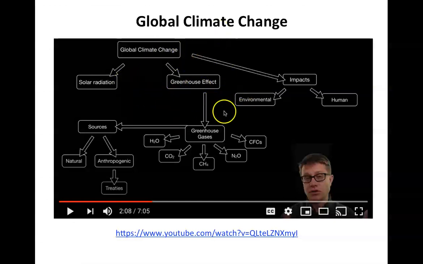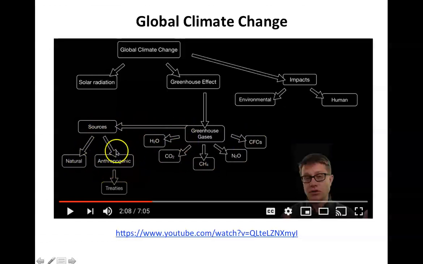The greenhouse effect is generated by greenhouse gases, and you can see some of them listed here. The big one is CO2. We'll talk about why that is in a little bit. Where do these greenhouse gases come from? They have different sources. Some of them are natural. Some of them are anthropogenic. That just means they're produced by humans.